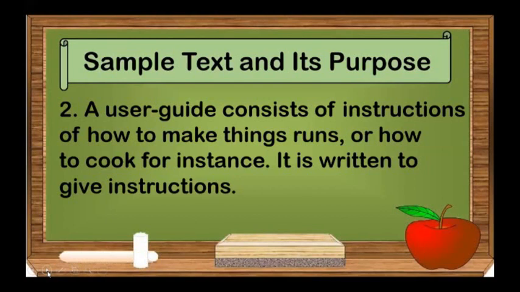For instructive text, we have here a user guide. A user guide consists of instructions on how to make things run. Another example is a recipe. A recipe will tell you how to cook a particular dish. It is written to, of course, give instructions.